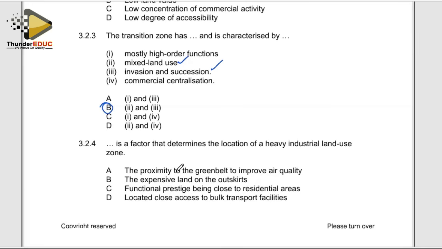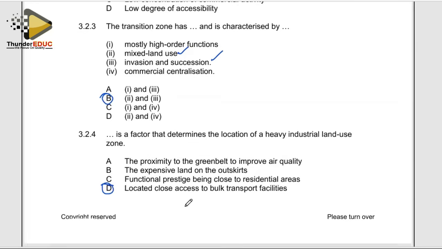They also need to be linked to transport routes like the railways and the major roads for the supply of bulk raw materials, and also for the transportation of the finished products. All those factors determine the location of the heavy industrial areas. So if you are to look at this, we can safely say the correct response from this is D, located close to access to bulk transport facilities.